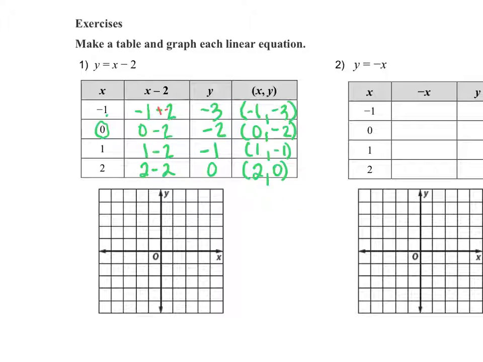Okay, so let's look at this one. So I'm going to graph these points. So I'm going to take -1, -3. So remember how we graph things on a coordinate grid. Remember, we go right or left first, then up or down. So we're going to say -1, -3. And I'm going to put a point.